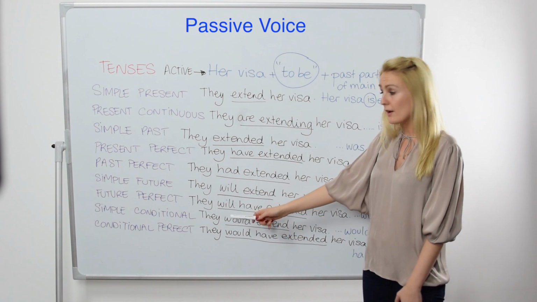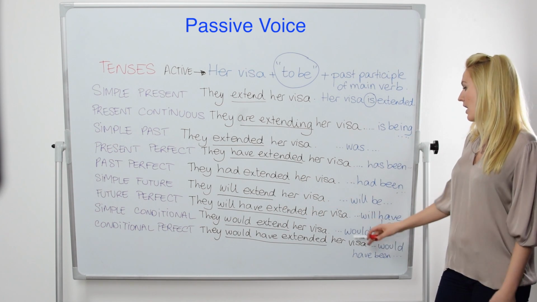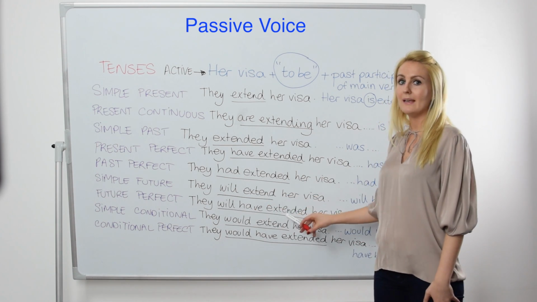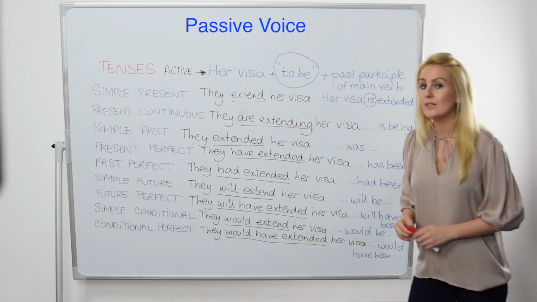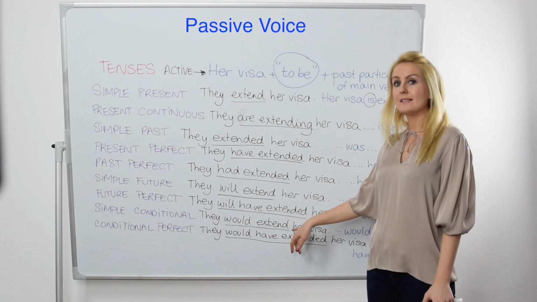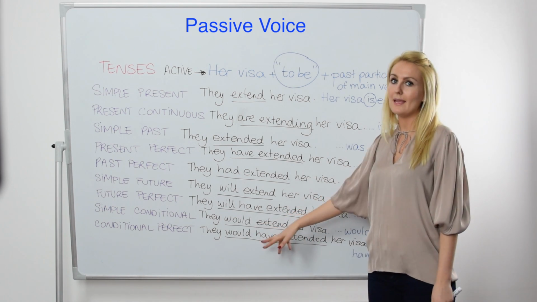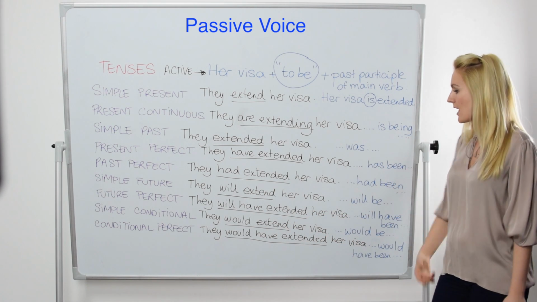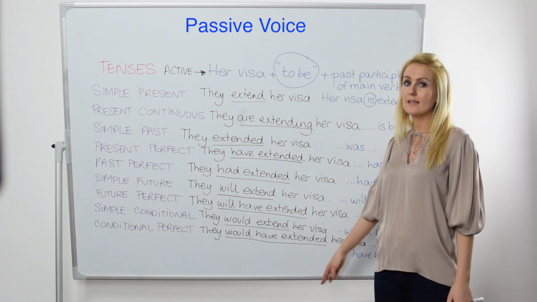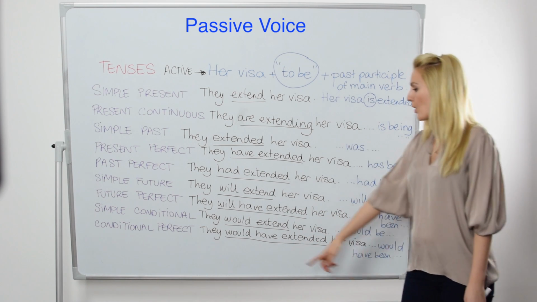Next one, future perfect. They will have extended her visa. Passive voice, her visa will have been extended. Penultimate one, simple conditional. They would extend her visa. The passive, her visa would be extended. And finally, the conditional perfect. They would have extended her visa. We transform. It becomes her visa would have been extended.